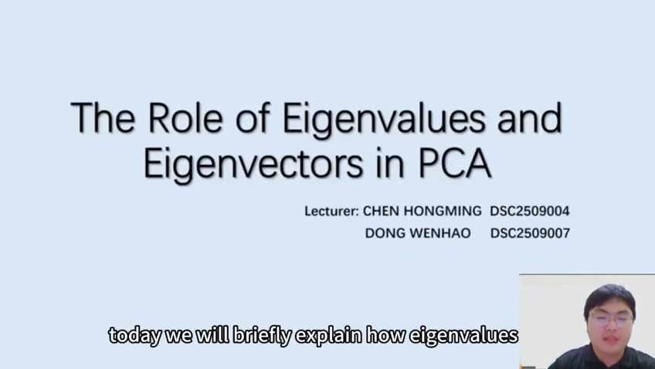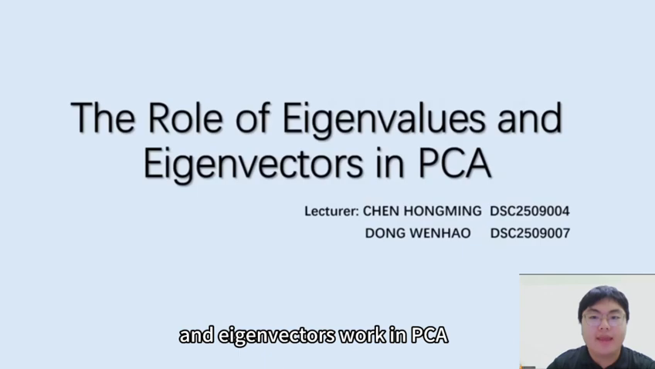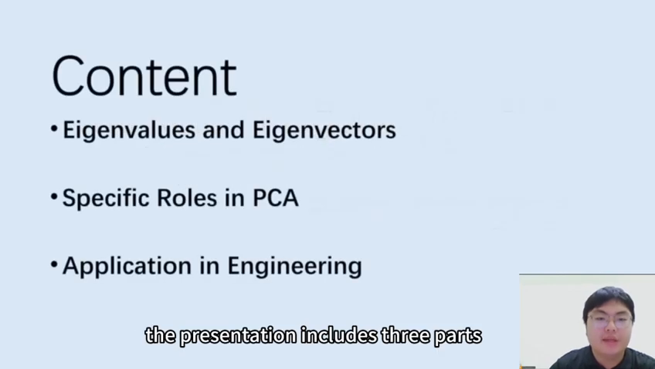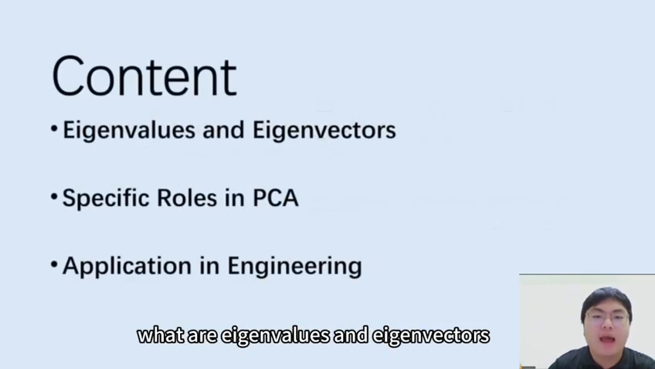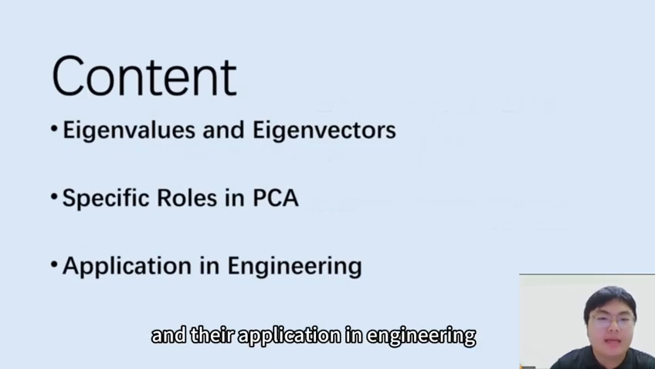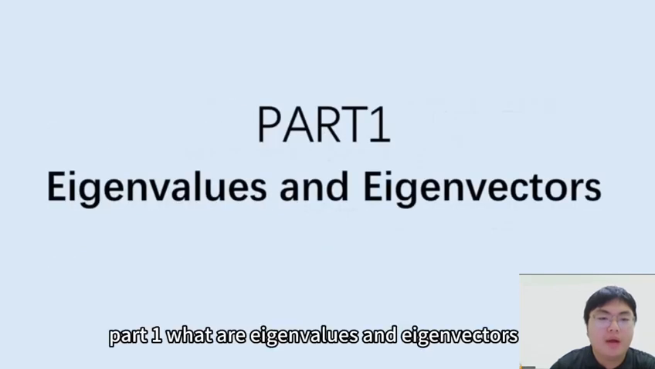Hi everyone. Today we will briefly explain how eigenvalues and eigenvectors work in PCA, a key tool for dimensionality reduction. The presentation includes three parts. What are eigenvalues and eigenvectors? Their specific roles in PCA, and their application in engineering. Part 1. What are eigenvalues and eigenvectors?